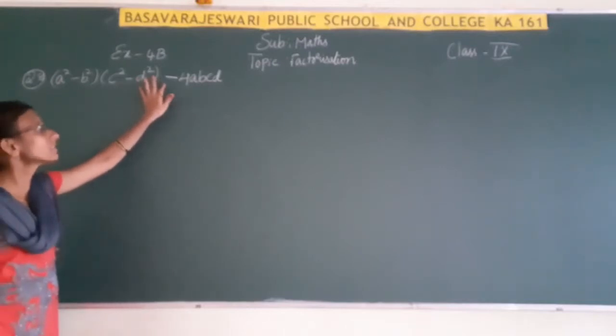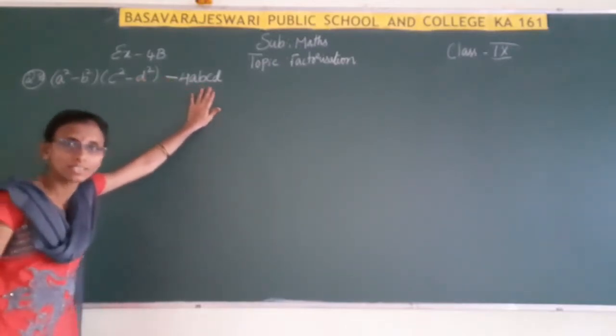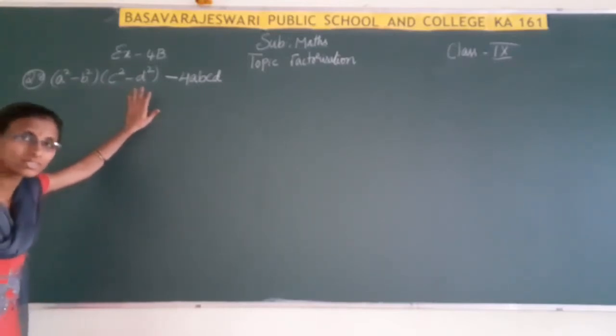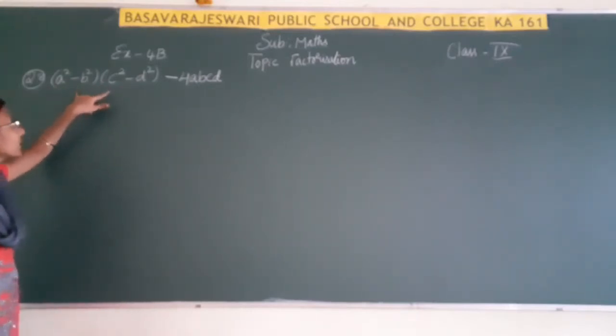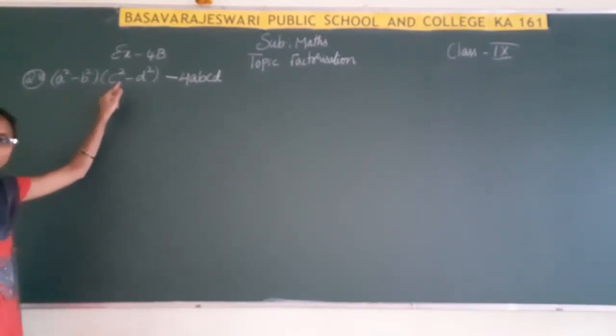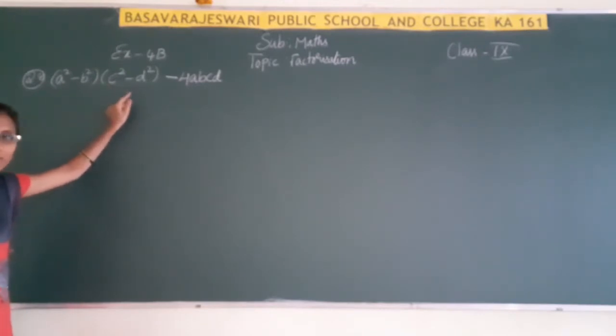Square minus 4abcd. Okay, so first, in order to factorize this, we will multiply these two expressions. Each term of the first expression should be multiplied with each term of the second expression.